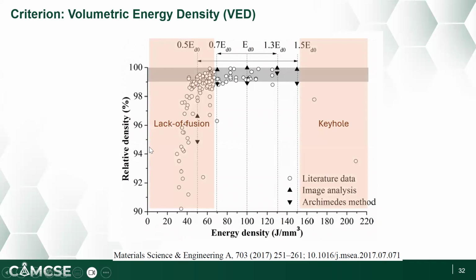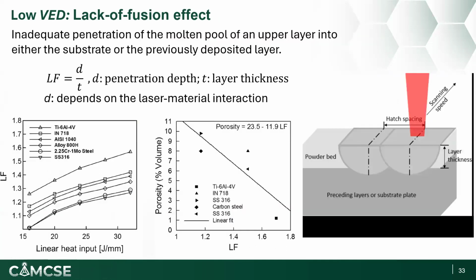On the left side, if you use too low a volumetric energy density, then the increased porosity arises due to lack of fusion. On the right side, if you use too high a volumetric energy density, then you bring another type of defect, the so-called keyhole pores. In the next few slides, I will explain what these two defects are and how we can quantify them.